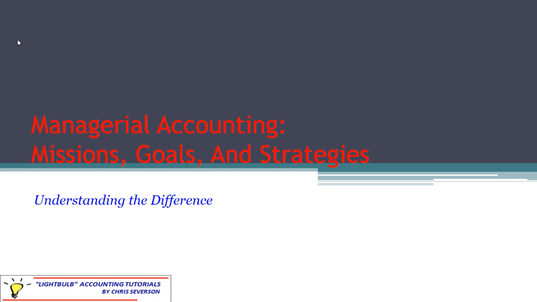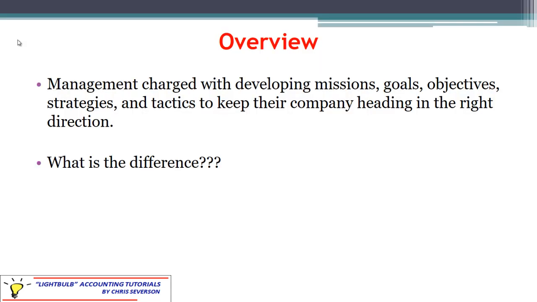In this video we are going to talk about the differences between a mission, a goal, and a strategy, and we are going to talk about a couple of the main types of strategies that companies may use. So first of all, management, when they're running the company, they're charged with developing the missions, goals, objectives, strategies, and tactics to keep their company heading in the right direction.